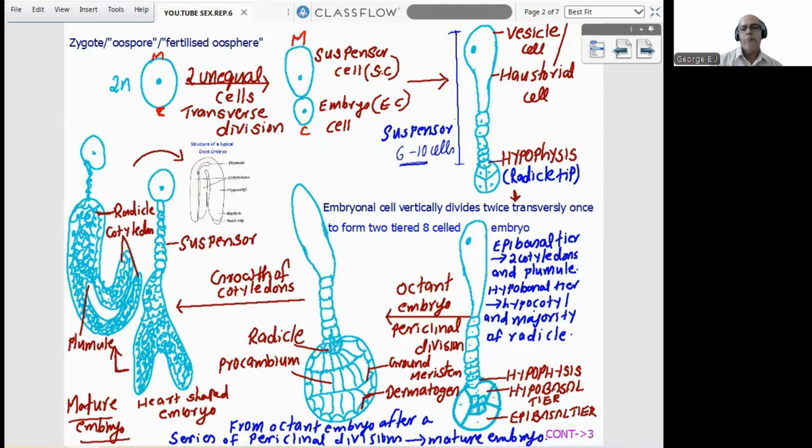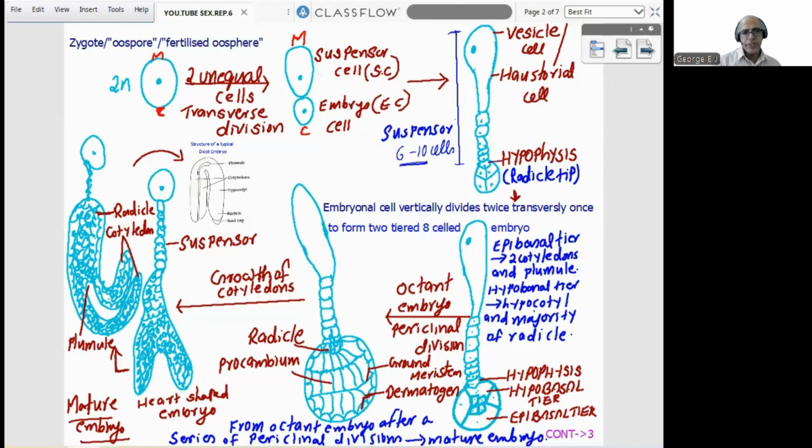In it, the epibasal tier gives rise to 2 cotyledons and plumule. The hypobasal tier gives rise to hypocotyl and the majority of the radicle. Now, this octant embryo undergoes periclinal divisions and different areas will be formed, including ground meristem, procambium, dermatogen, radicle, etc.